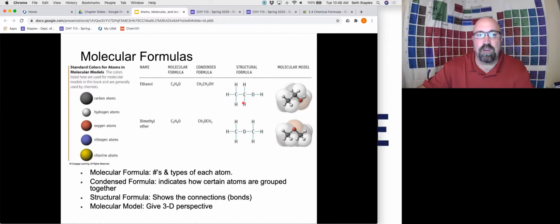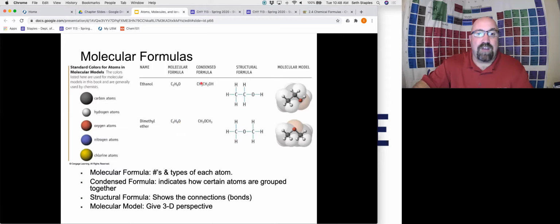CH2 here in the middle, and then OH here on the end. And so our condensed formula starts leading us into the structural formula, showing us how all the atoms are arranged. And then we have a molecular model, which just shows us what all the atoms would actually look like, starting to look at their three-dimensional shape.